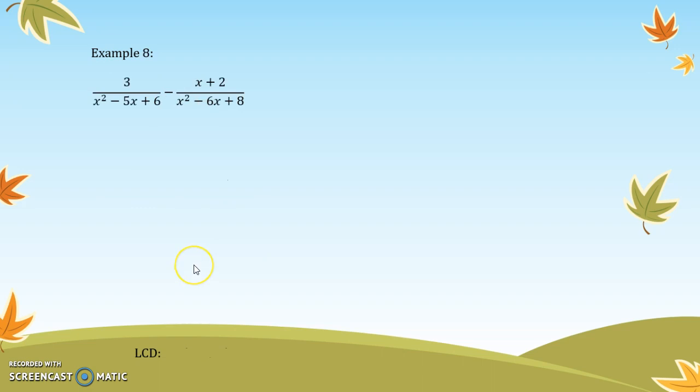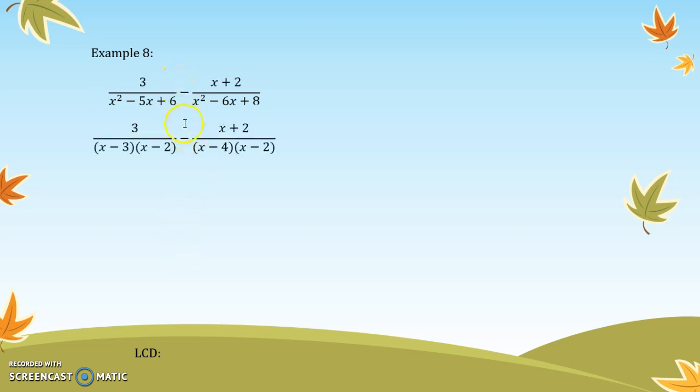We have 3 over x squared minus 5x plus 8. Subtract x plus 2 over x squared minus 6x plus 8. We have all kinds of crazy things here, but the very first thing I'm going to do is factor our denominators so that we can start comparing them and finding our least common denominator.